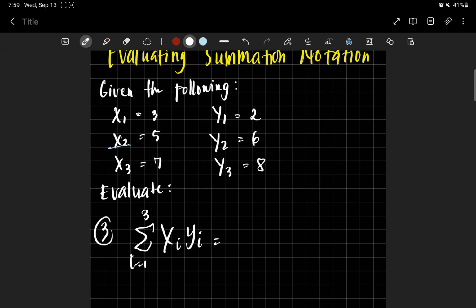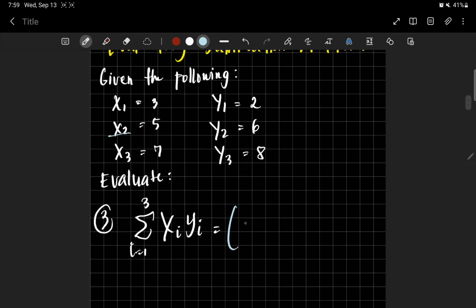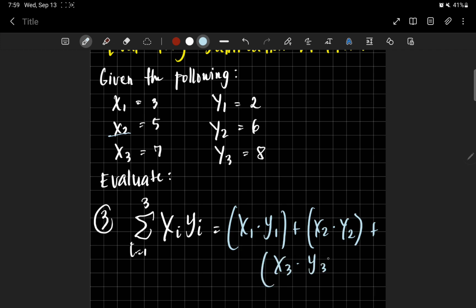Alright, what if we have here a given the summation of x sub I times y sub I from 1 to 3. If we are going to expand this, it will become x sub 1 times y sub 1 plus x sub 2 times y sub 2 plus x sub 3 times y sub 3.